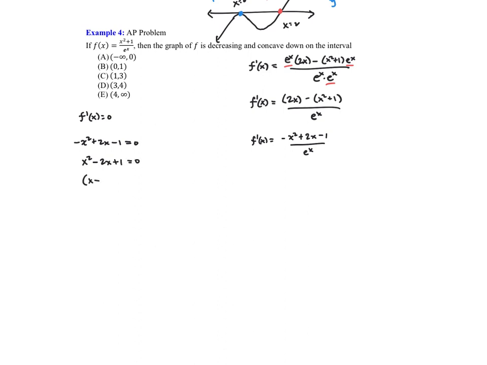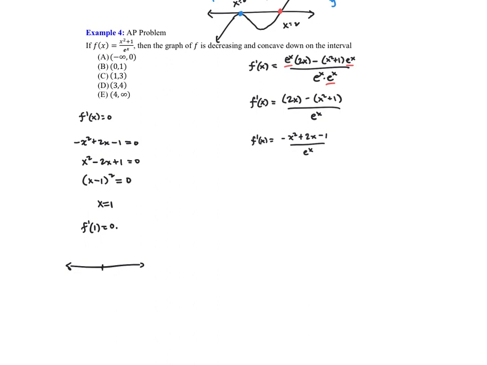And I'm going to factor. That ends up being (x − 1) squared. Okay, now this is true only when x equals 1. So when x equals 1, f prime at 1 is 0. Let's graph f prime and see where f of x is decreasing.